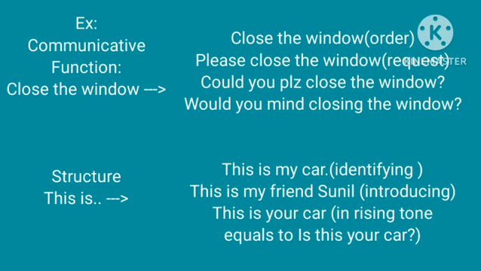Here are two examples to explain communicative function and structural value. Communicative function: close the window. Now, this communicative function can be realized by the following structures. Close the window, order. Please close the window, request. Could you please close the window? Again, request. Would you mind closing the window? Again, request. Note the intonation.